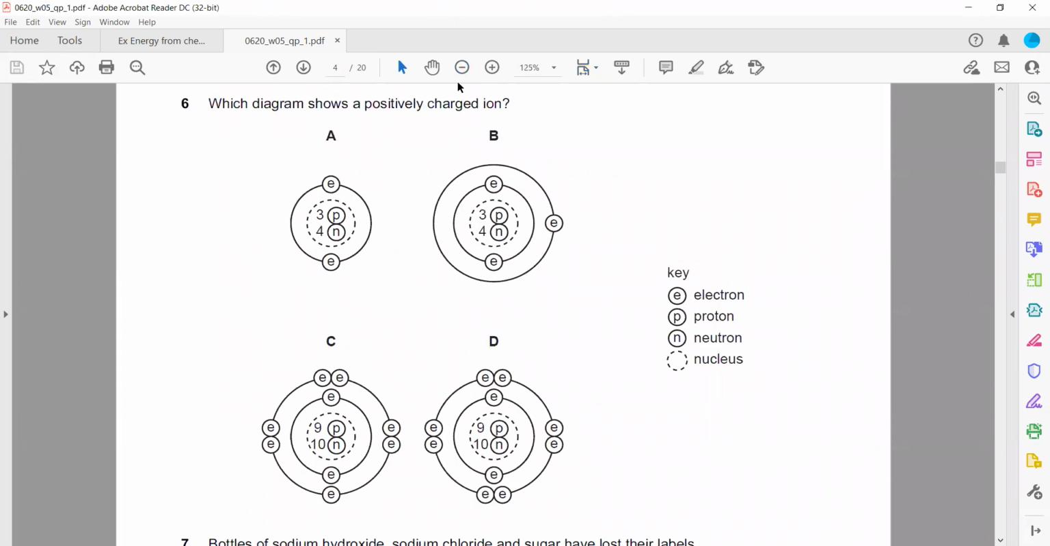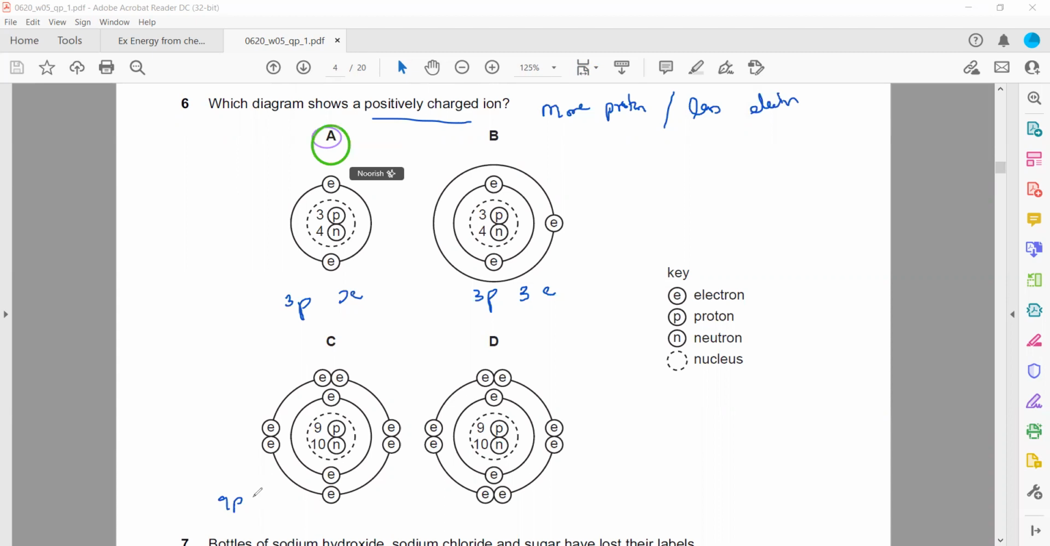Then this question: which diagram shows a positively charged particle? To be positively charged, it should have more protons and fewer electrons. So which is positive charge? It has 3 protons, 2 electrons. This has 3 protons, 3 electrons. This has 9 protons and 9 electrons. And this has 9 protons and 10 electrons. So this will be negative charge, this will be neutral, neutral, and this will be a positive charge.